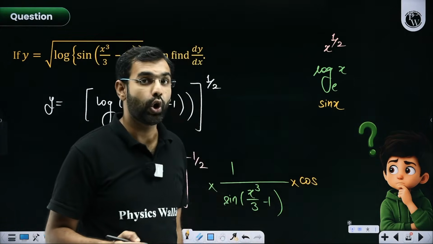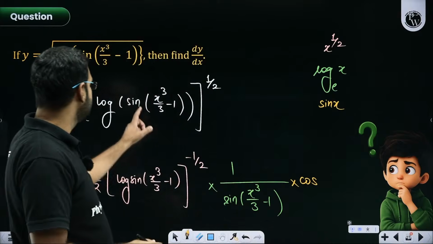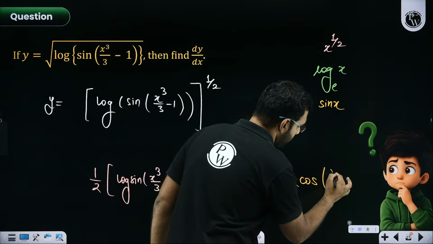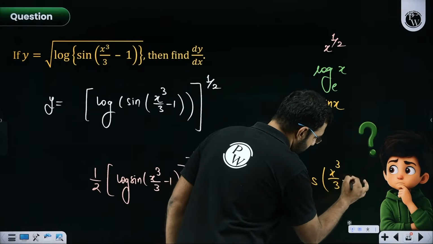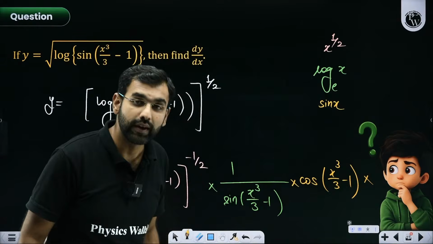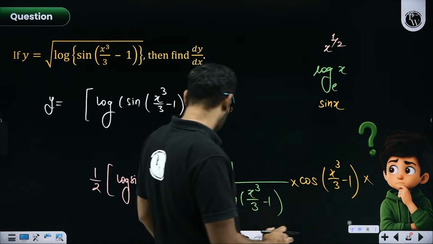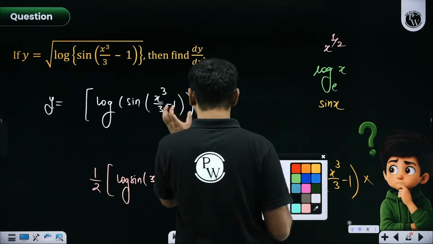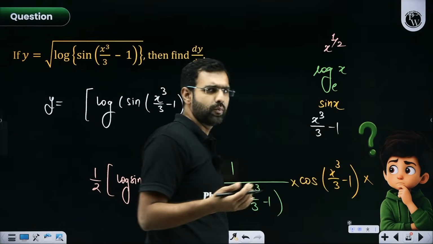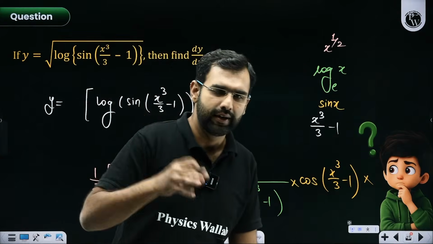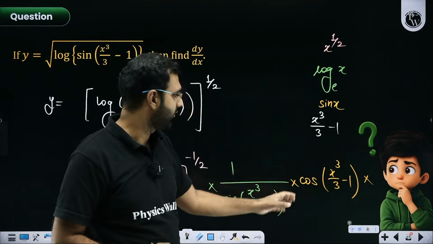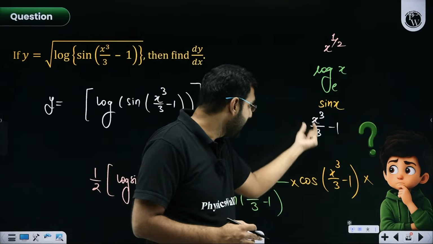But am I having cos x? No, sir. It is sine of x cube by 3 minus 1, so it will be cos of x cube by 3 minus 1. Yes or no? With this, sir, you should penetrate one more layer, which is x cube by 3 minus 1. That's the innermost layer, I think. You don't have to delve deeper. So this final innermost function, when differentiated, is x cube by 3 minus 1.